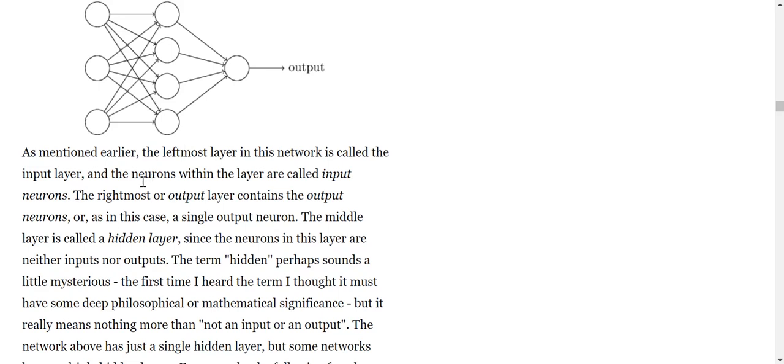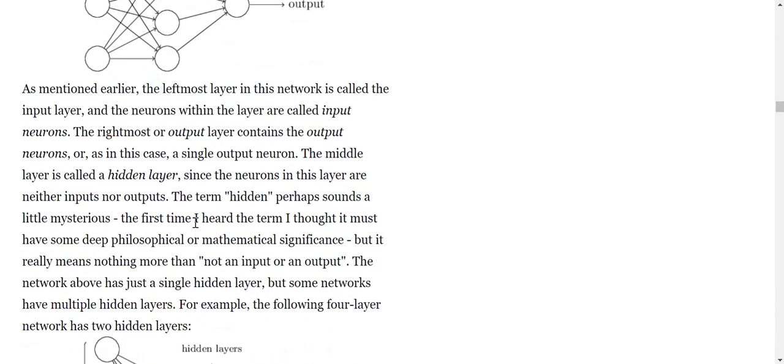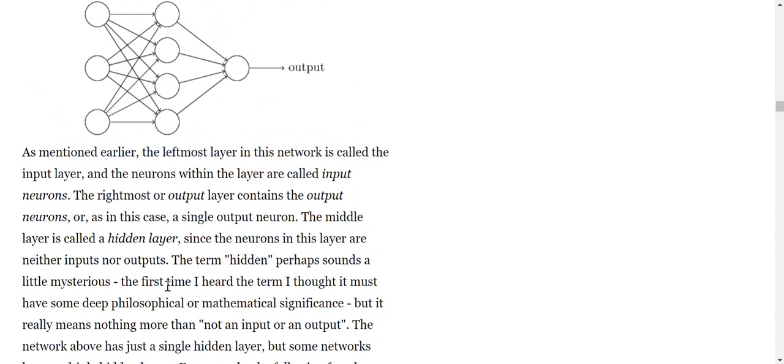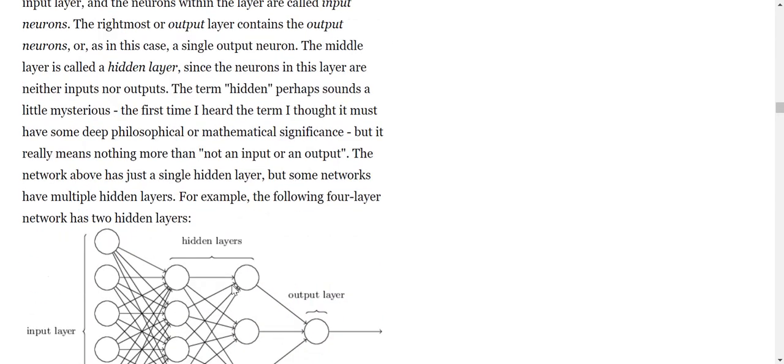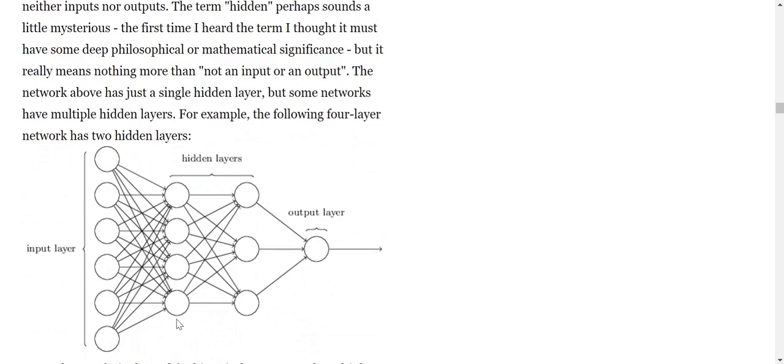As mentioned, the leftmost layer is the input layer. The neurons within the layer are called input neurons. The rightmost or output layer is called the output neuron, or in this case, a single output neuron. So this is the output neuron. The middle layer is called the hidden layer, since the neurons are neither input nor output. The term hidden might sound a bit mysterious. The first time I heard the term, I thought it must have some deep philosophical or mathematical significance, but it really means nothing more than not an input or an output. The network above has just one hidden layer, but some networks have multiple hidden layers. So, for instance, this one has two hidden layers, one input layer and one output layer. So this is a four-layer network.